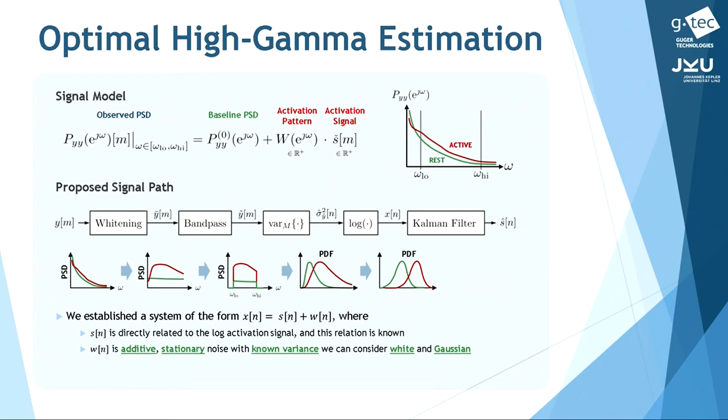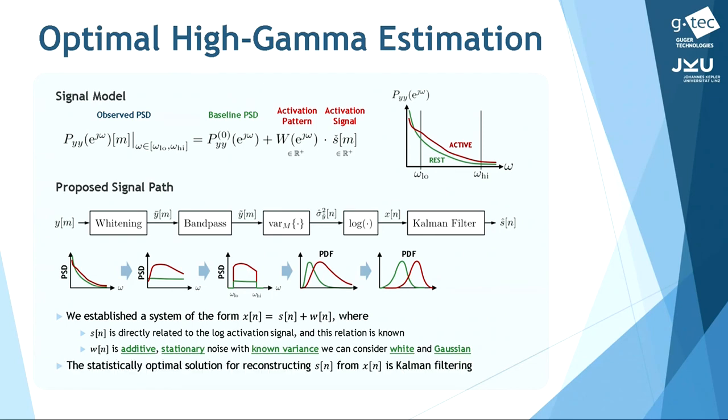We have a variable x[n], which is our estimate. And we were able to show that this is actually the composition of s[n], which can be related to the underlying activation signal, and a noise term w[n]. And we were able to show that this noise term is additive, it's stationary, with known variance, so we exactly know this variance, and we can consider it white and Gaussian. So these are extremely important terms for statistical signal processing.